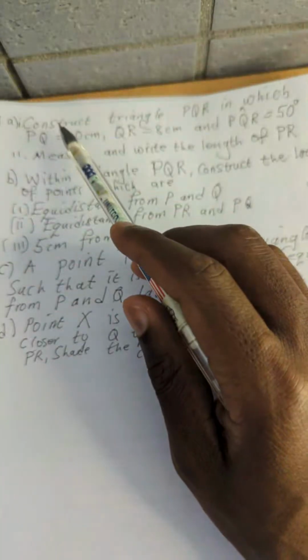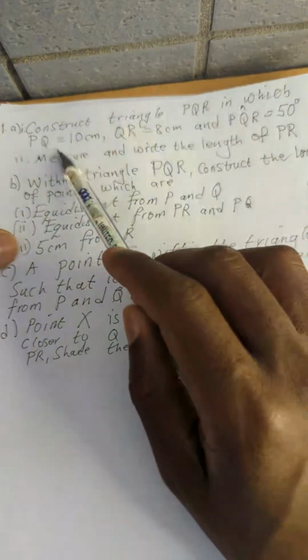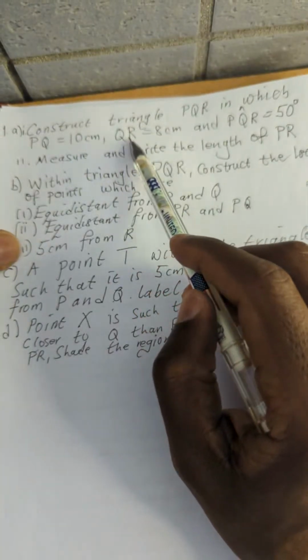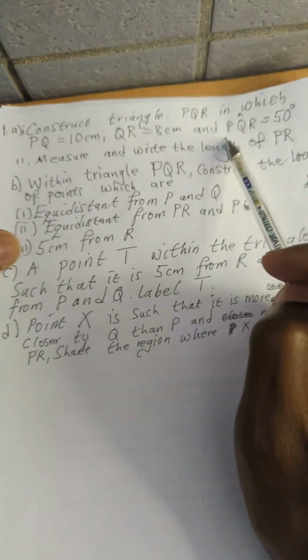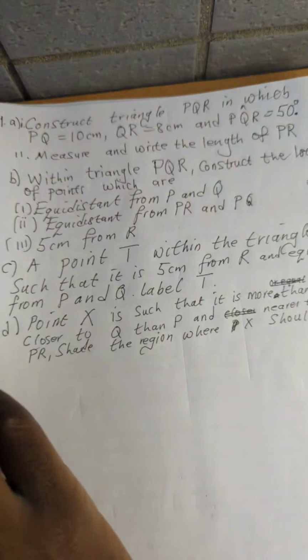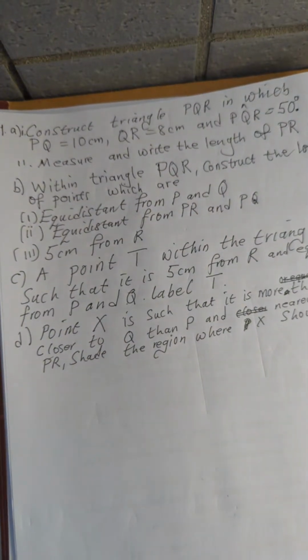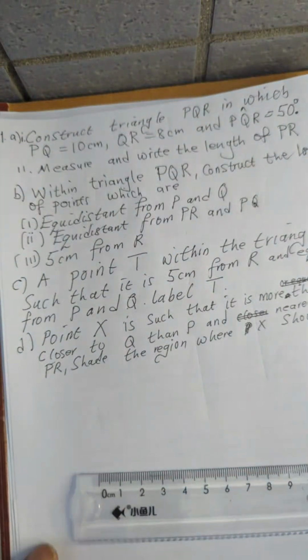The question says, construct triangle PQR in which PQ is 10 centimeters, QR is 8 centimeters, and angle PQR is 50 degrees. So let's construct this triangle. Okay, so first we start with the line PQ, 10 centimeters. This line PQ, 10 centimeters. Okay.